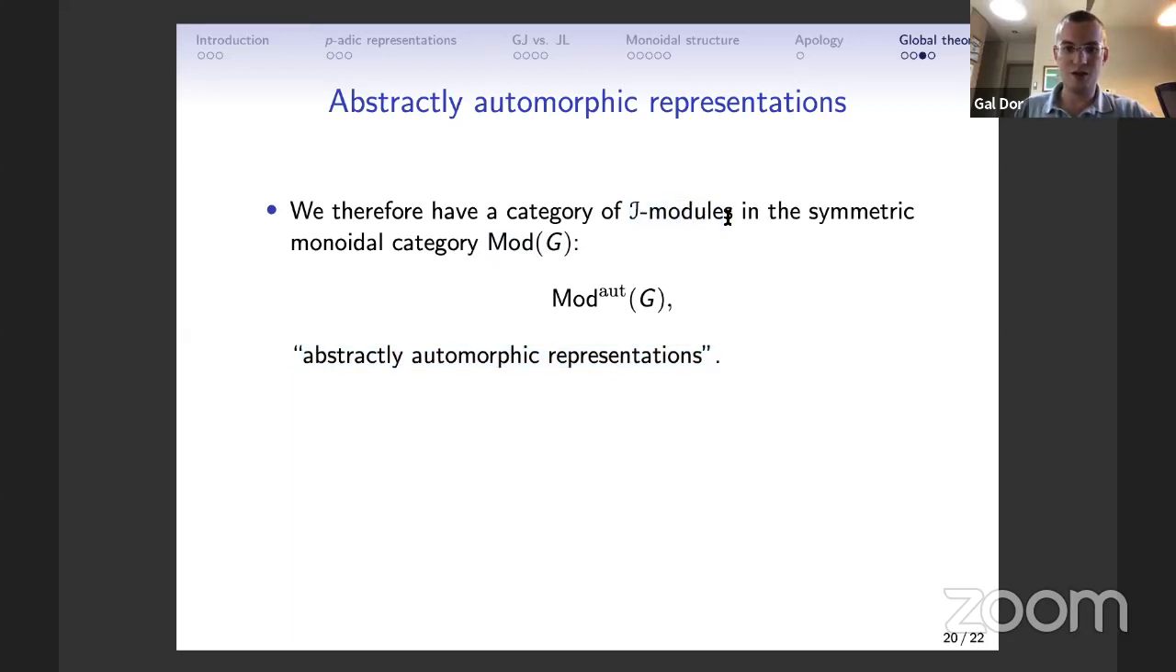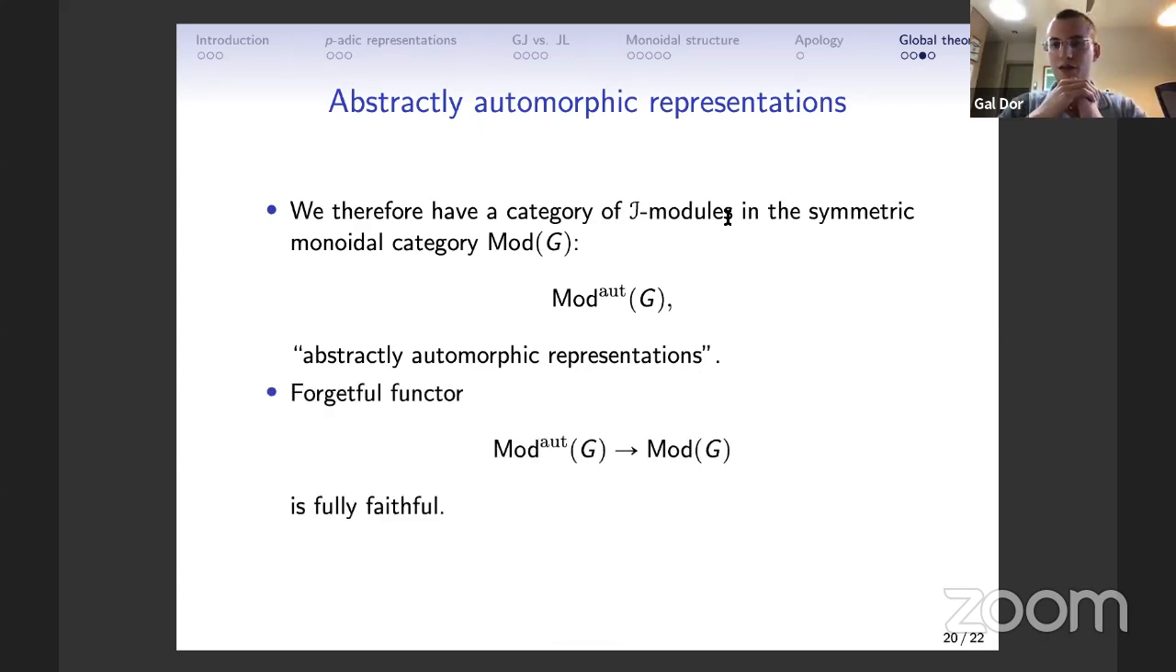And what I propose is that this category is a category that you can try using as a replacement of, or that really you can think of as being, a category of automorphic representations. Now, on its surface, this category looks like it's some extra data. Yes, if I have a G module, then I need to add the structure of an I module to it so that it becomes an abstractly automorphic representation. But that's not actually something that I need to do.